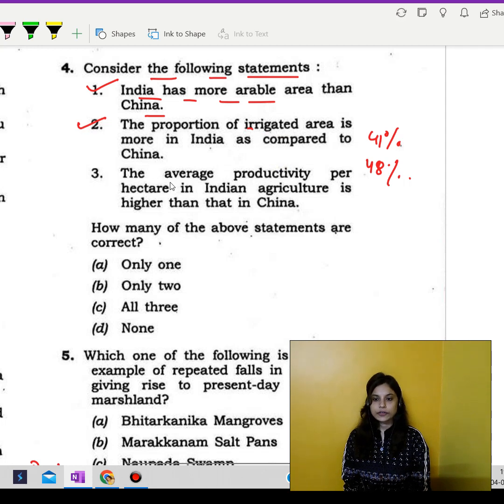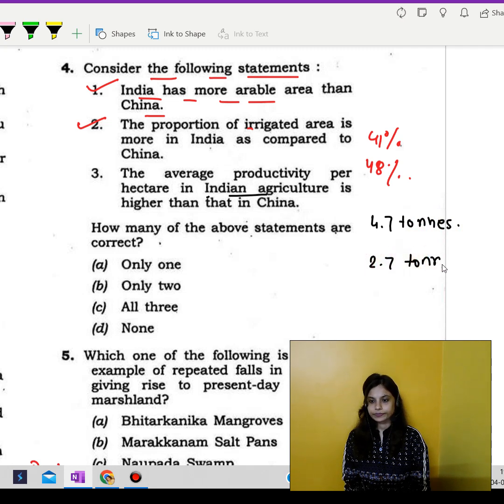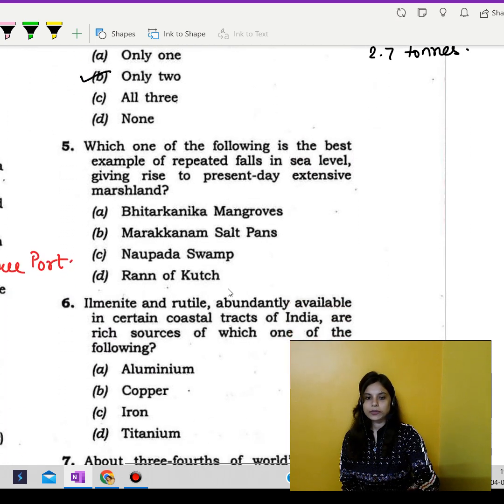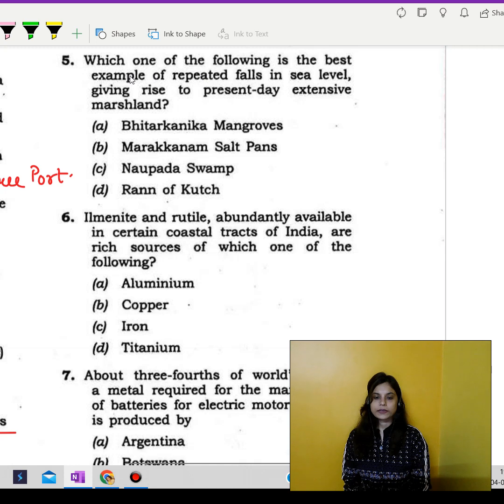Third one, the average productivity per hectare in Indian agriculture is higher than that in China. Now, average productivity per hectare is higher in China, around 4.7 tons per year in China compared to India's, which is around 2.7 tons. Alright, so the third one is not correct. So only two are correct, again option B.